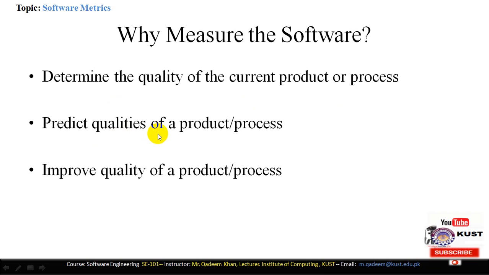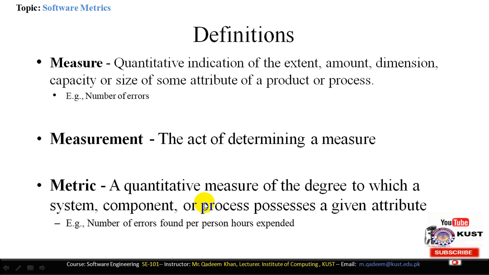It also predicts the quality of a product and process. So if you have certain metrics and you know about them, you can just put in the values and assess the product and process for the quality of the product. Also, it improves the quality of the product and process. So when we apply the metrics, we can improve the quality of the product and process as well.